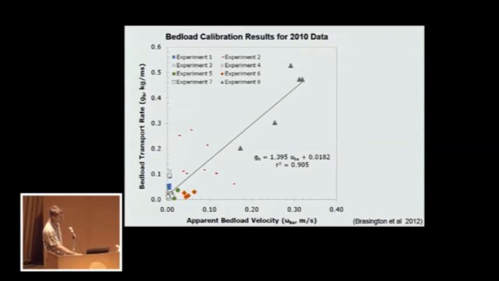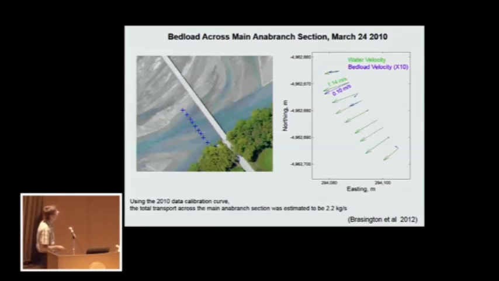But we then used that calibration relation for a series of measurements that were collected along the downstream end, and here are those ADCP data. The green is the water velocity, blue is the bedload velocity. You can see that almost all the bedload was observed at these locations, which corresponded to a transport path eroding off of that bar. And using that calibration curve, I came up with an estimate of 2.2 kilograms per second across the section. But the question was, how reliable was that calibration?